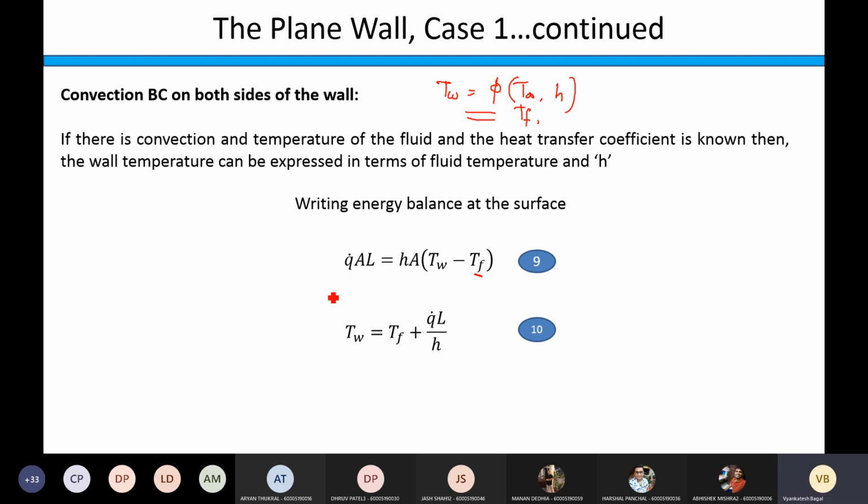If you take this into account, then the wall temperature Tw can be represented as a function of the fluid temperature and the heat transfer coefficient h by this expression. So Tw will be Tf plus q dot L by h. Is it clear?